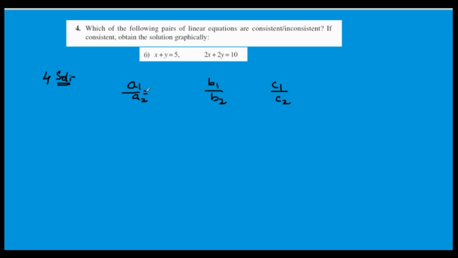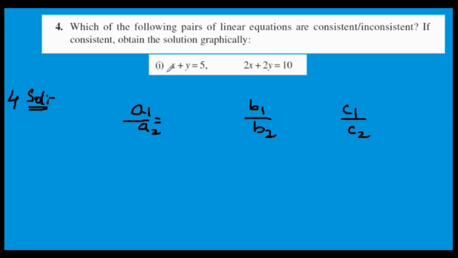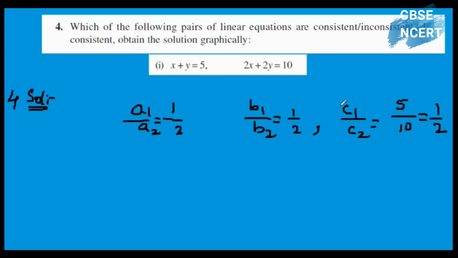So what is a1 by a2, students? a1 is the coefficient of x in the first equation, a2 is the coefficient of x in the second equation, which gives 1 by 2. b1 by b2: b1 is the coefficient of y in the first equation, which is 1, and b2 is the coefficient of y in the second equation, which I'm writing as 1 by 2. c1 by c2: c1 is the constant of the first equation, given as 5, and c2 is 10. So 5 by 10 can be written as 1 by 2.